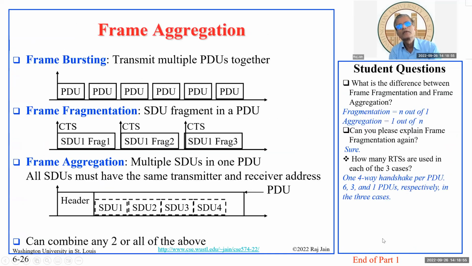Second, how many RTSs are used in each of the 3 cases? Each PDU needs a 4-way handshake. So there is an RTS. There are 6 RTS here, where each is a PDU. So there are 3 RTS. This is 1 PDU, so there is 1 RTS. Each PDU starts with a 4-way handshake. Okay, so that's how this is 6, 3, and 1.